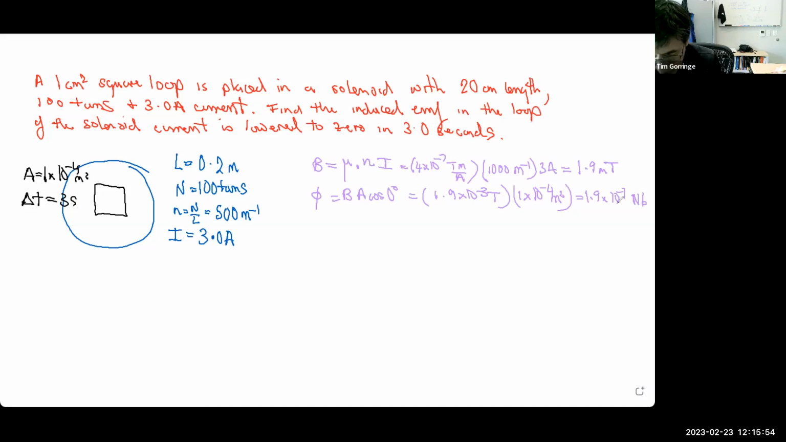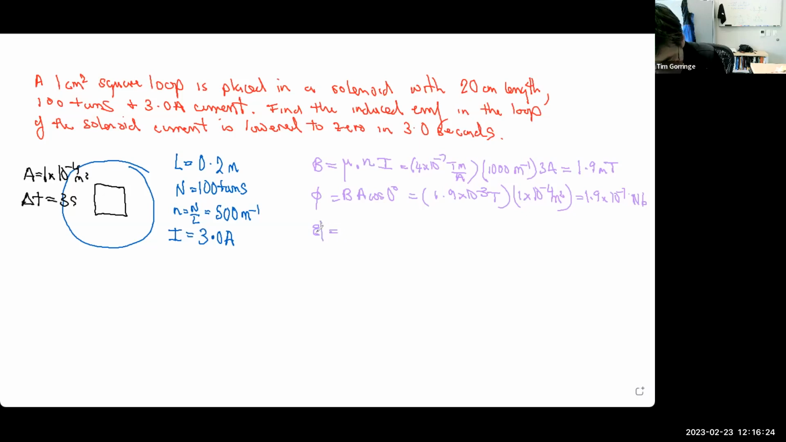I didn't need my calculator for this calculation. It was 1.9 × 10^-3 times a factor of 10^-4. So it's 1.9 × 10^-7. So this is all about the solenoid and the flux when the solenoid is on. Now we can go ahead and calculate the EMF that's created when the solenoid is turned off.